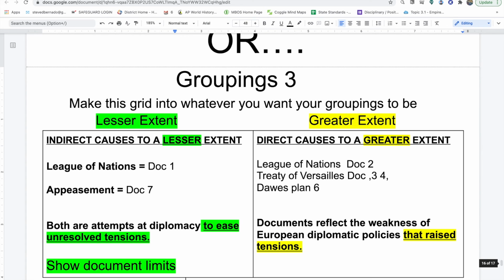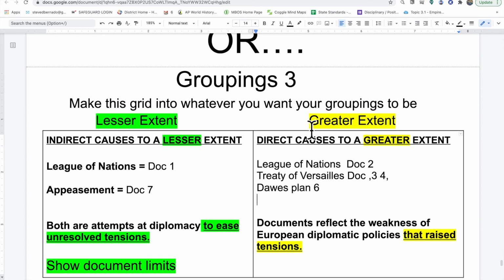Or there's another way to do this. Let's take a look at grouping 3. Okay, so this is also to a greater and lesser extent, but for different reasons. There's a different reasoning process behind this. So on the left-hand side, you have indirect causes to a lesser extent. Why? What's the different reasoning? Because these documents, the League of Nations and appeasement, were diplomatic policies that attempted to ease unresolved tensions.